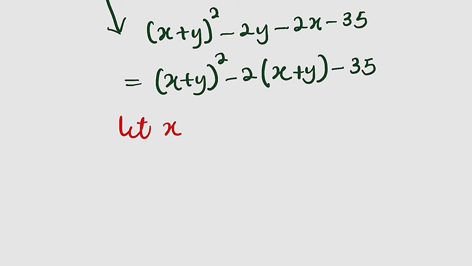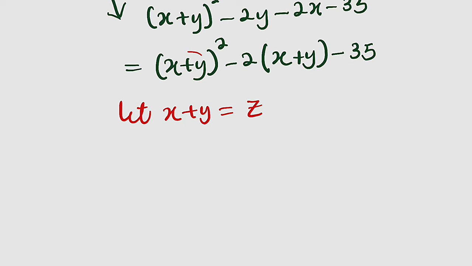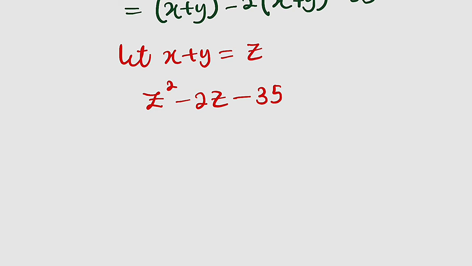Let x plus y be equal to z. So wherever we have x plus y, we replace it with z. So this is z squared, right? z squared minus 2 times z, then minus 35, which can also be factorized.